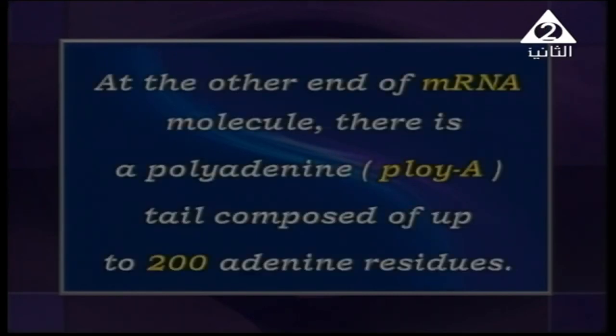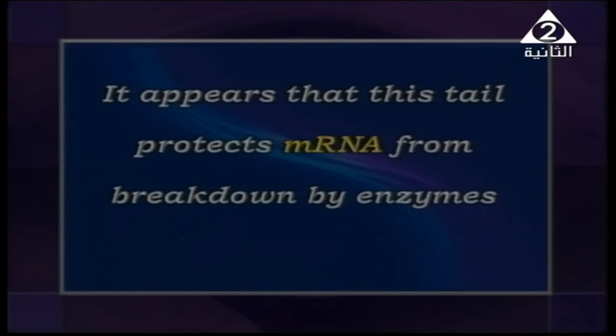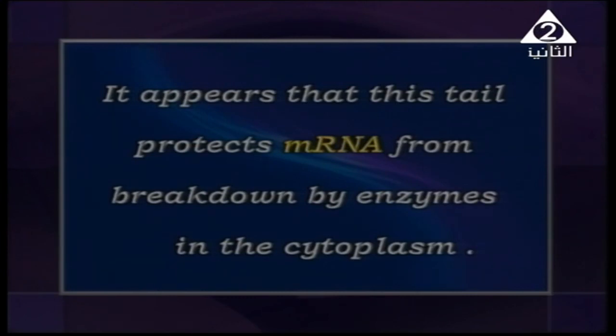At the other end of the mRNA molecule, there is a polyadenine tail composed of 200 adenine residues or nucleotides. It appears that this tail protects messenger RNA from breakdown by enzymes in the cytoplasm.